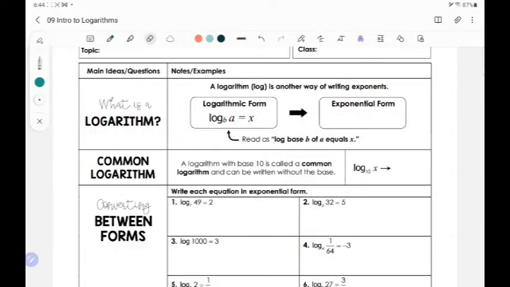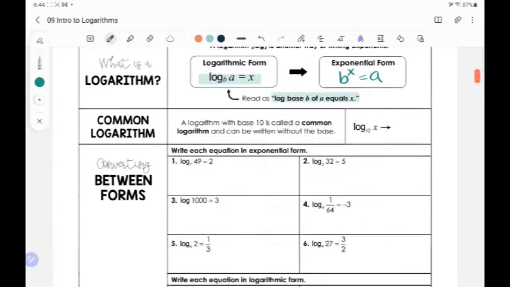What is a logarithm? It's another way of writing exponents. You can see right here, log base b of a equals x. And in case you don't remember how to say it, it is right here at the bottom. What that means is the same thing as b to the power of x equals a. So we're going to go through here and just do some practice.